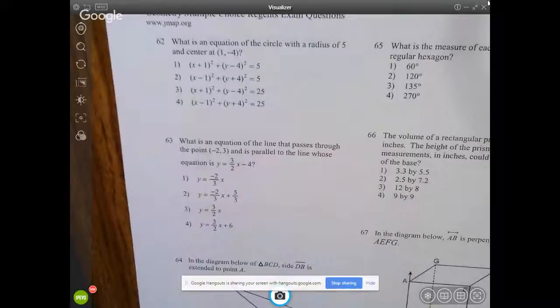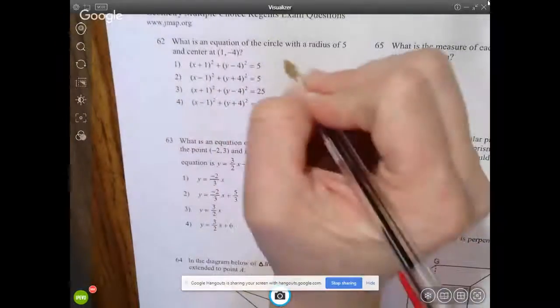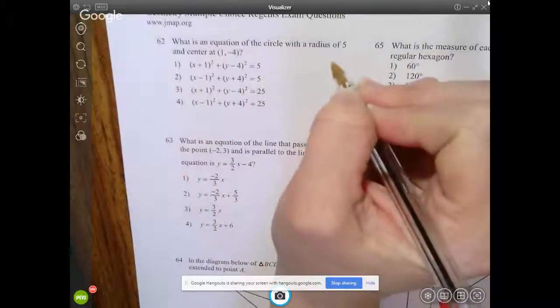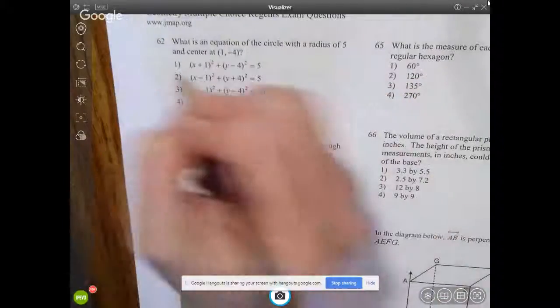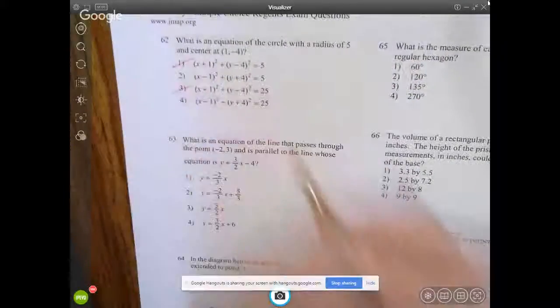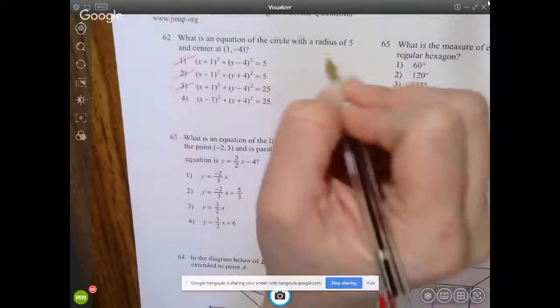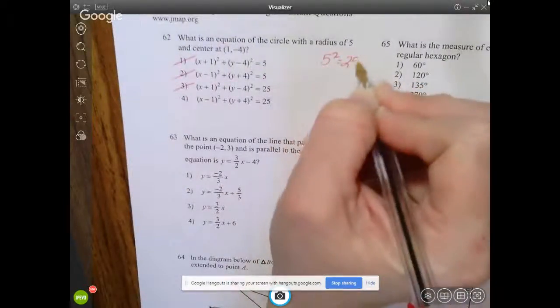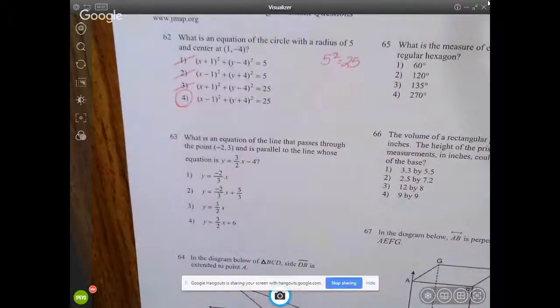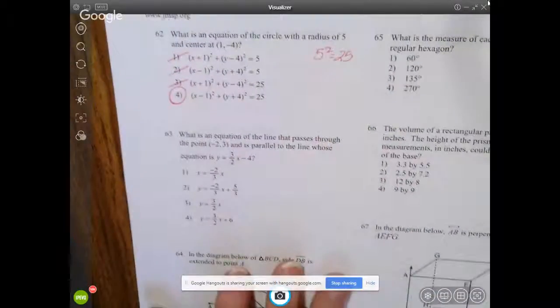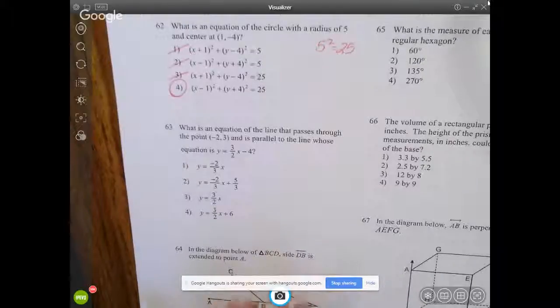What is an equation of the circle with a radius of 5? And then the center. It's not 1 or 3 because you know it has to be opposite. And it's not 2 because it's got to be 4, because you got to square it. Too easy. You all better get those circle questions right.